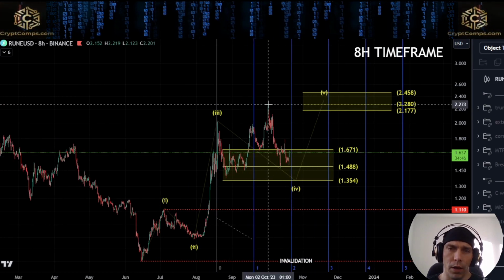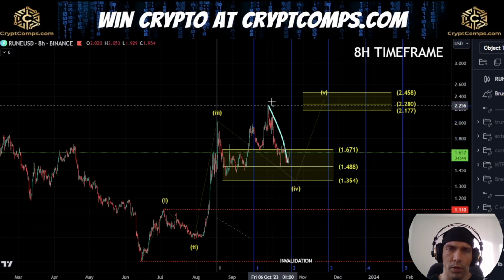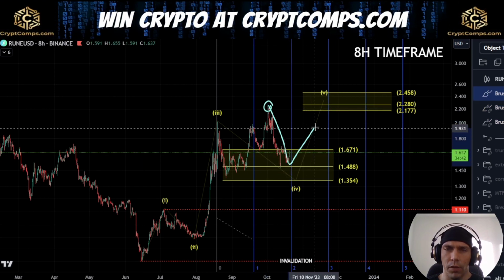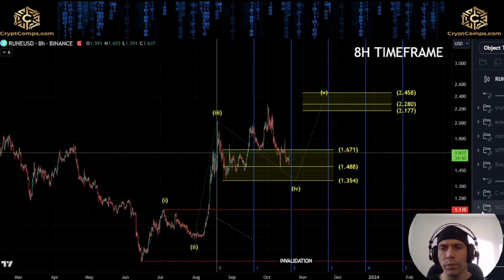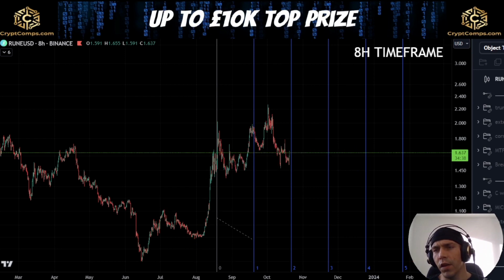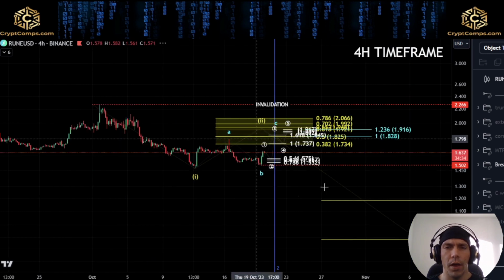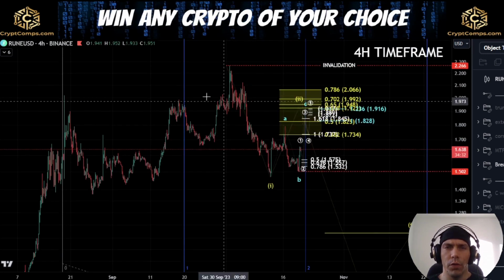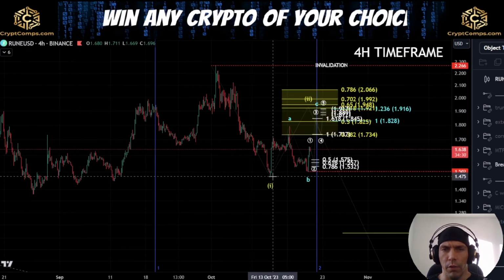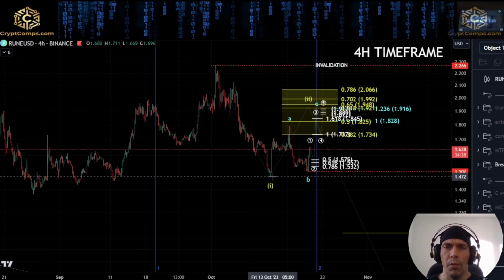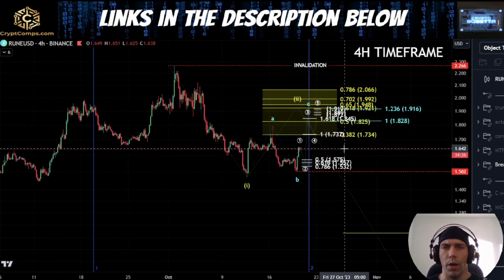Now, within the other count here, we're saying that if we complete into this high, what we could start to see is a bigger 3-wave move. Now, what I would be looking for with this would be something along these lines here, where effectively this move to the downside is either a wave 1 or a wave A, and then we're looking for this B wave to the upside.